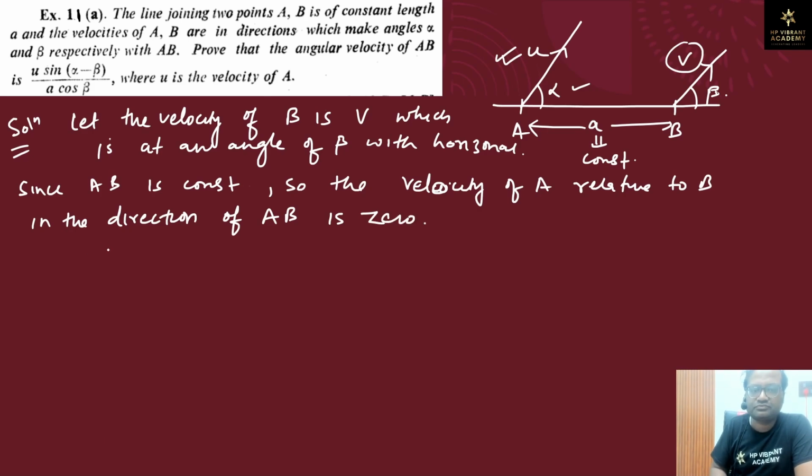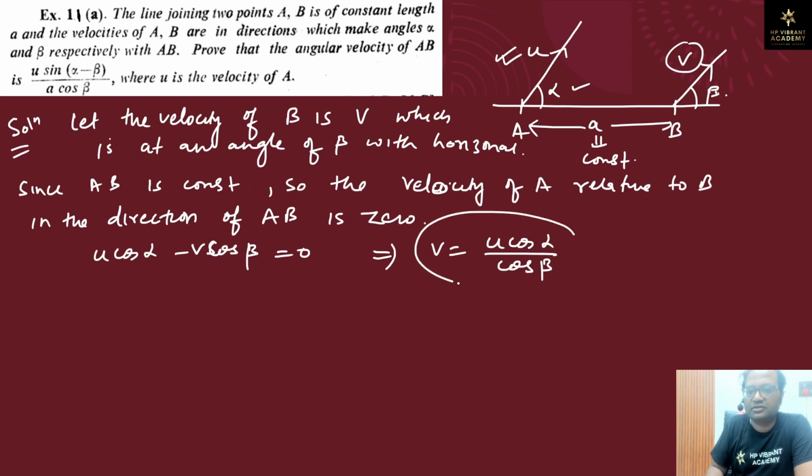Let us resolve the velocities U and V along AB. So U cos alpha. So what will the relative velocity be? U cos alpha minus V cos beta is equal to 0. So the relative velocity will be 0. This means V is equal to U cos alpha upon cos beta. Let us take this as equation 1.